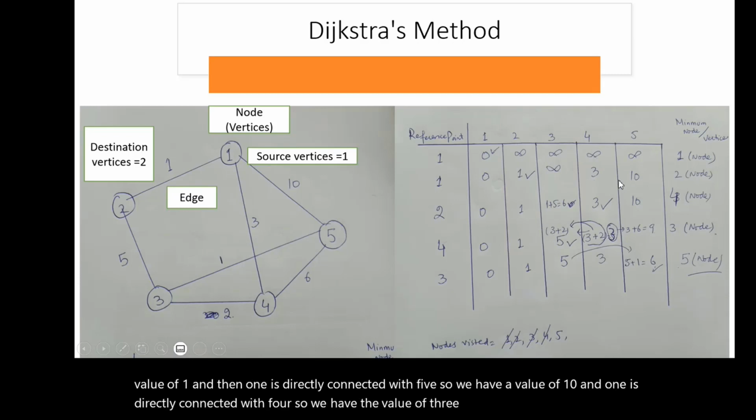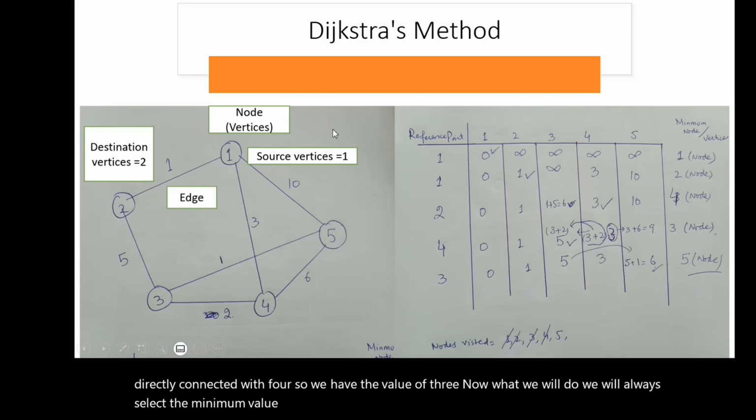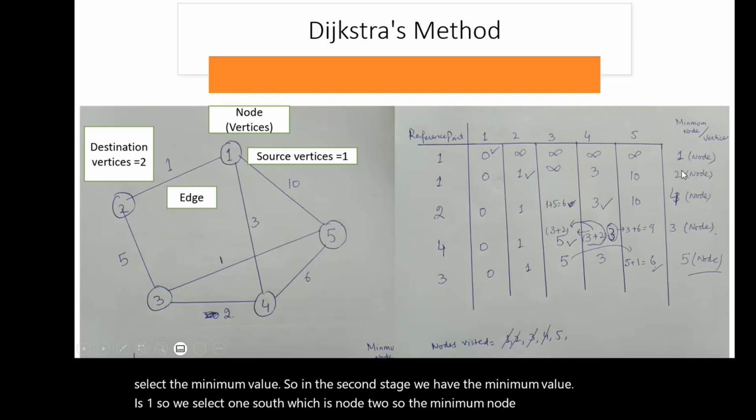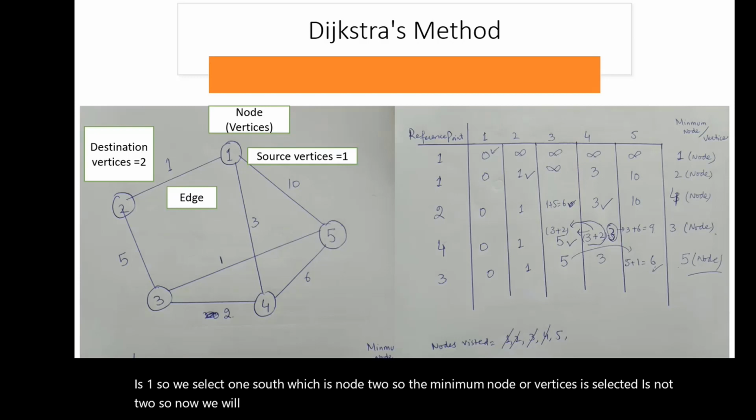Now what we will do, we will always select the minimum value. So in the second stage, the minimum value is 1. So we select 1, which is node 2. So the minimum node or vertex selected is node 2. So now we will proceed with that method from node 2. So now our next reference point is 2.